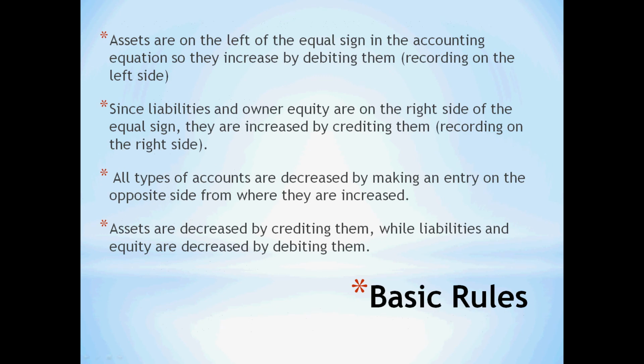Assets are on the left of the equal sign in the accounting equation, so they increase by debiting them, according on the left side. Since liabilities and owner equity are on the right side of the equal sign, they are increased by crediting them, according on the right side. All types of accounts are decreased by making an entry on the opposite side from where they are increased. Assets are decreased by crediting them, while liabilities and equity are decreased by debiting them. And those are the basic rules.